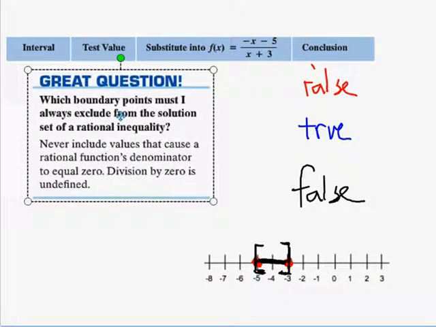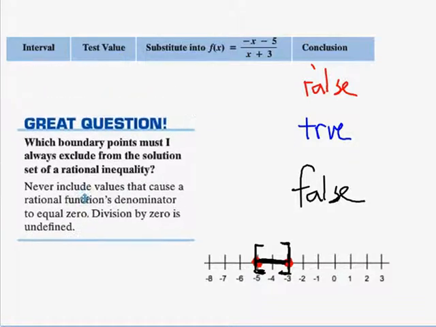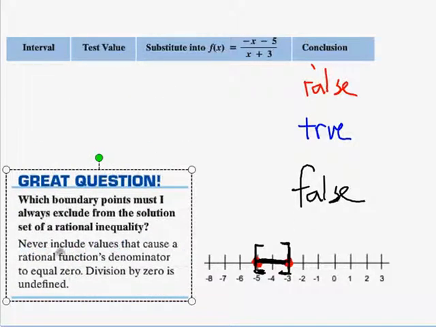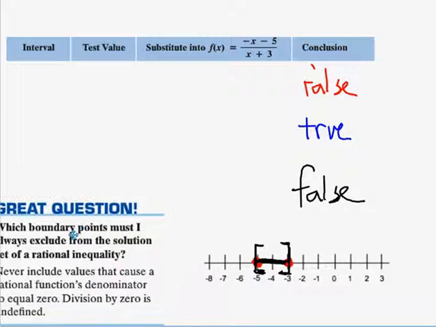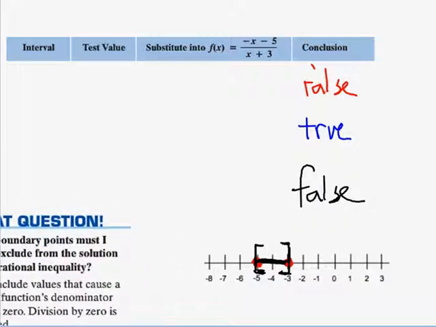Which boundary points must I always exclude from the solution set of a rational inequality? Ooh, I almost forgot this. Never include a value that causes a rational function's denominator to equal 0. Division by 0 is undefined. Now our inequality was, what was it, less than or greater than? It was greater than or equal to 0.